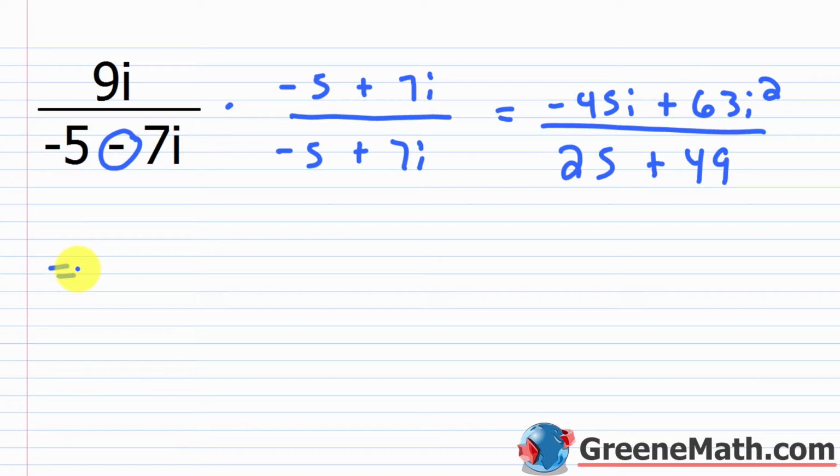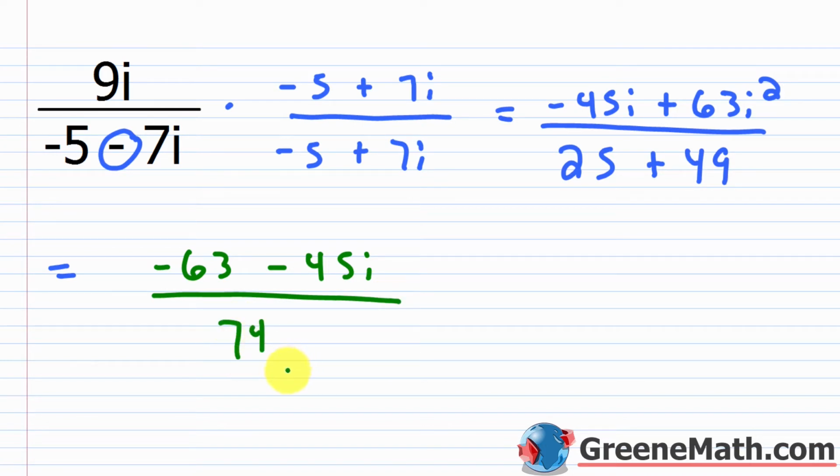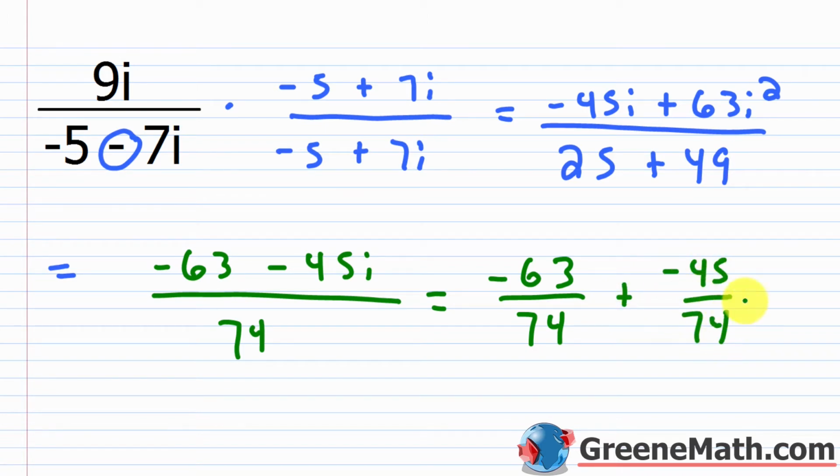Okay, let's see what we can do to simplify. Well, we know i squared is -1. So I'm going to start out by just writing this as -63. And then minus 45i. And this is over 25 plus 49 is 74. Now, is there anything at this point that I could cancel? So I would have to be able to pull something out from this and this that could cancel with this. Okay, so there's really nothing else you can do. But we do want to split this up and say this is -63 over 74. And then I'm going to say plus negative 45 over 74 times i.